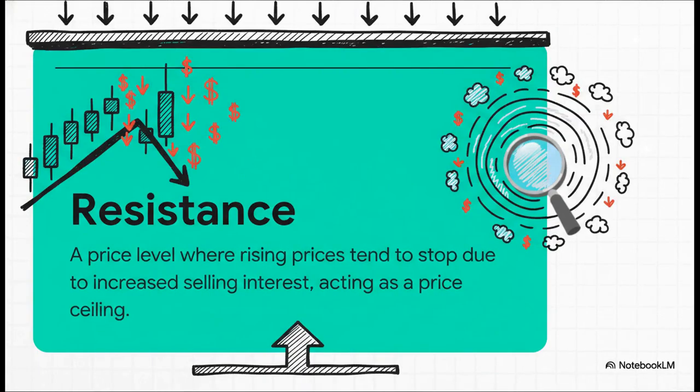And on the flip side, you've got resistance. That's your price ceiling. The price is climbing, things are looking great, and then it hits a level where sellers start thinking, you know what? It's time to cash out. That wave of selling pressure hits the market and stops the price from going any higher.